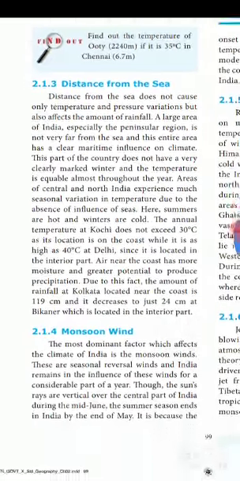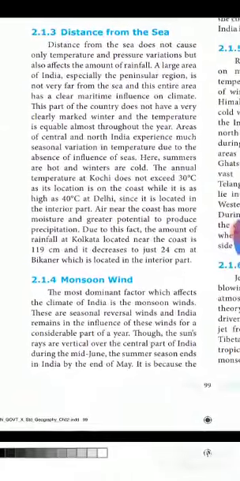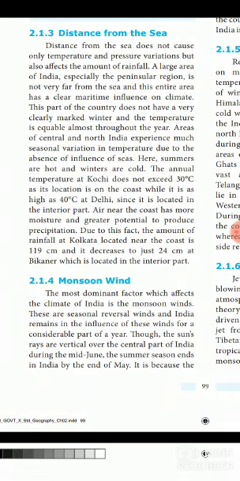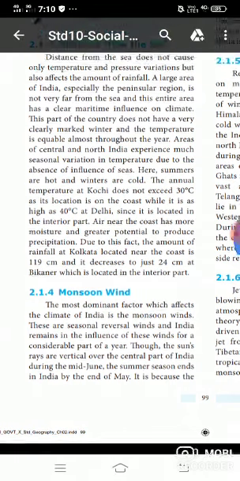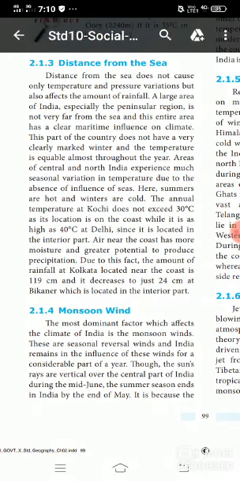Next, distance from the sea. Distance from the sea does not cause only temperature and pressure variations but also affects the amount of rainfall. A large area of India, especially the peninsular region, is not very far from the sea, and this entire area has a clear maritime influence on climate.